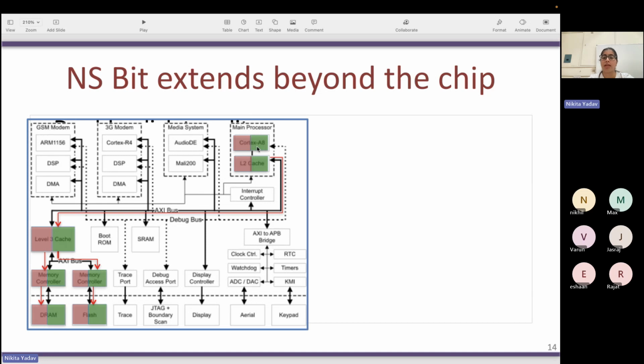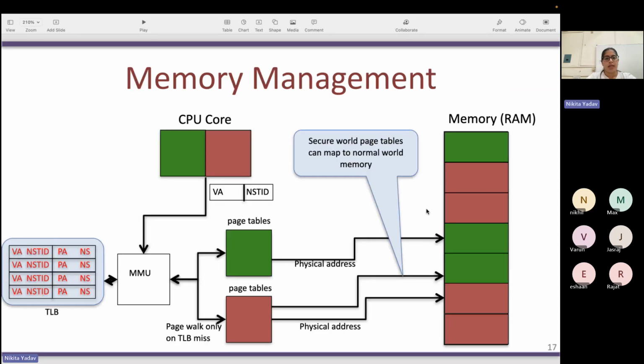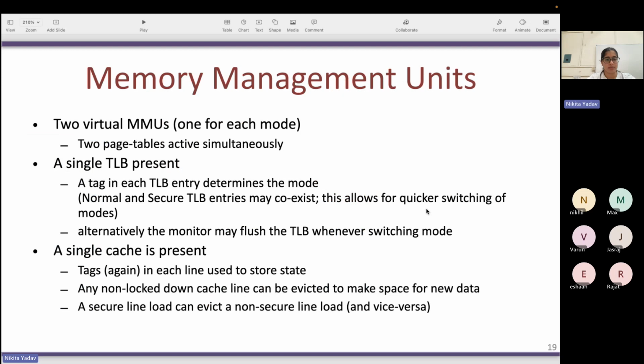So the normal world cannot access the memory which does not belong to it, while the secure world can access any memory on the RAM. So that's the memory management.